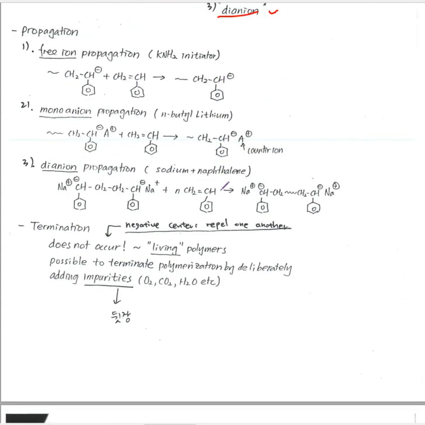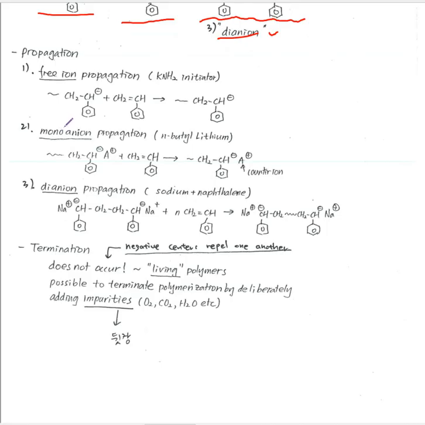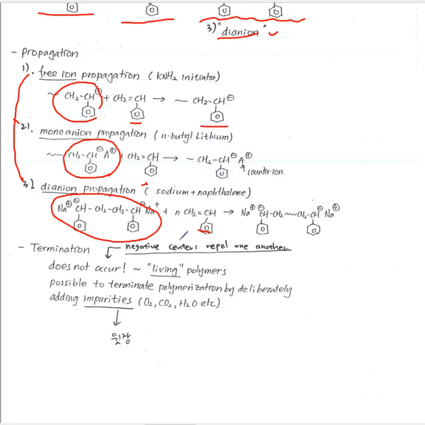Next is propagation. Depending on these three initiators, free ion, ion pair, or dianion, they can react with monomer, forming a longer chain. But as I just mentioned, in the dianion case, chains can be added on both ends. That's the difference between these two cases.